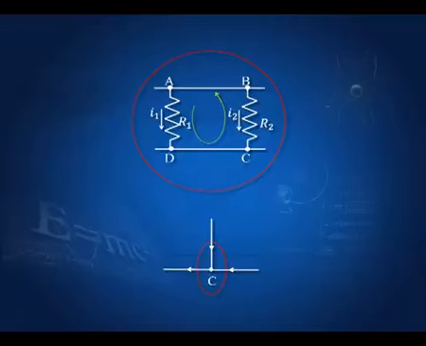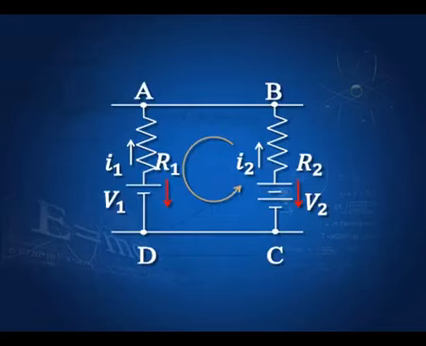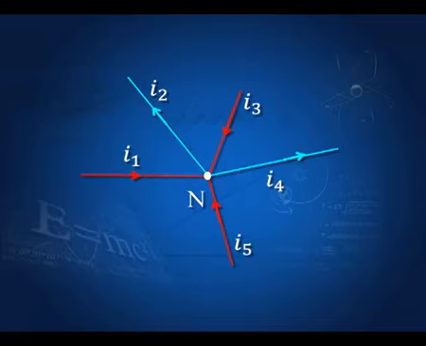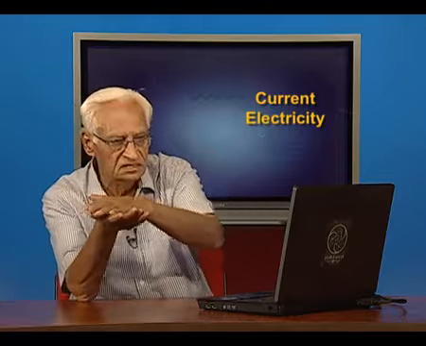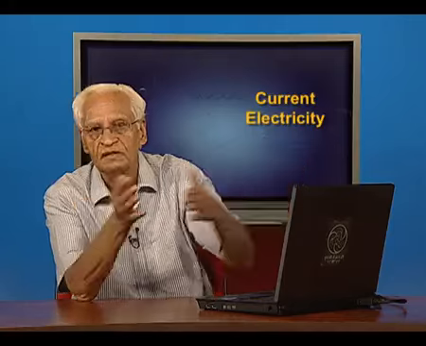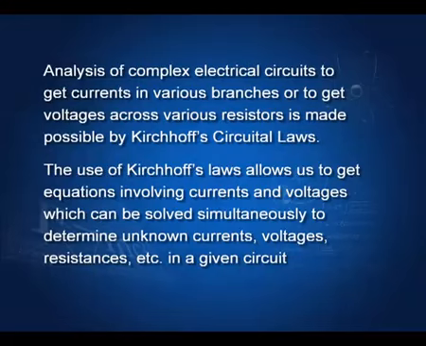its capacity increases. Now, if we have a complicated circuit, say like this or like this or like this, how do we find the currents in the various arms or the potential differences across various resistances or the terminals of the battery? How do we do that? This is done with the help of Kirchhoff's circuital laws or simply Kirchhoff's laws.